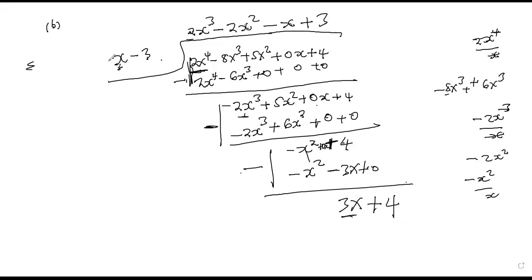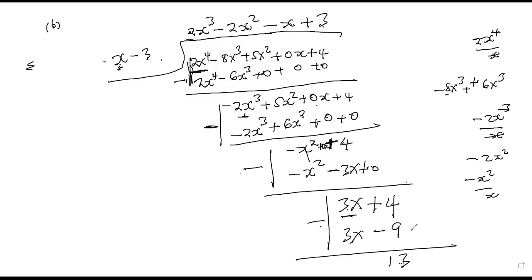Plus 3 times x is 3x. 3 times negative 3 is minus 9. When you subtract, this one is going to be 0. Then 4 minus negative 9, it will be 13. But 13 cannot be divided by x, meaning my remainder is 13. So for this case, the remainder is 13.